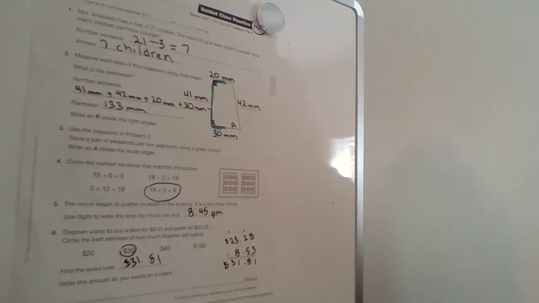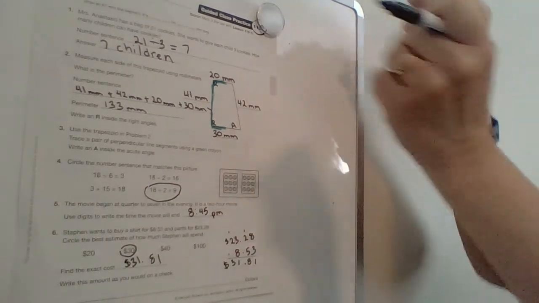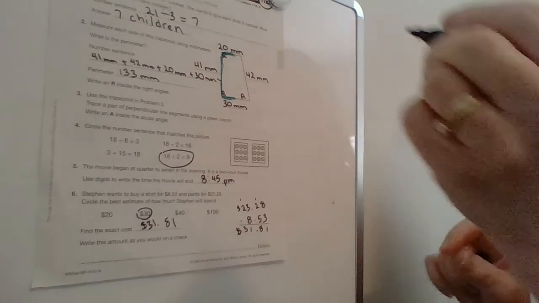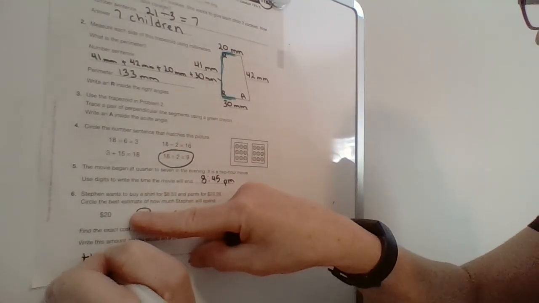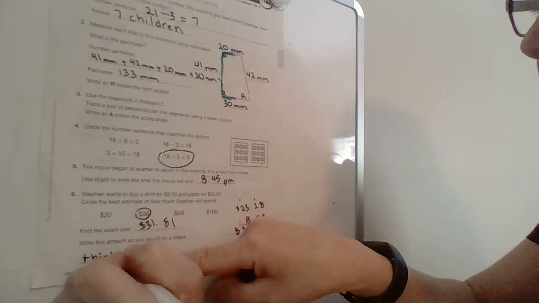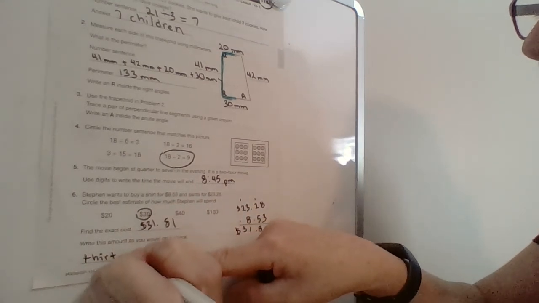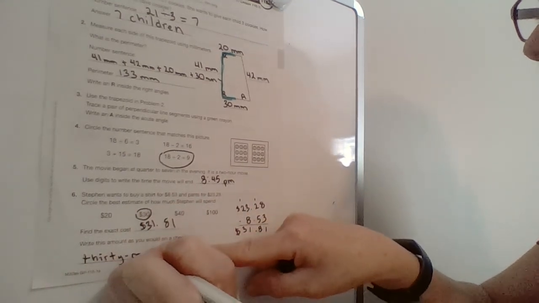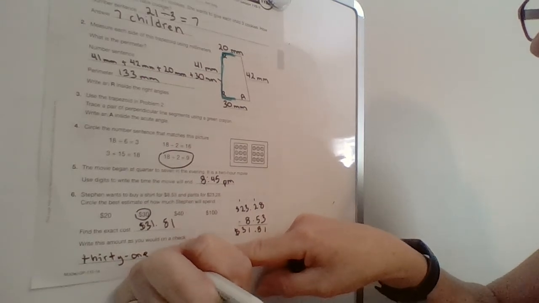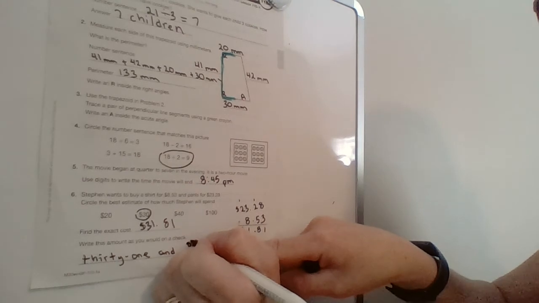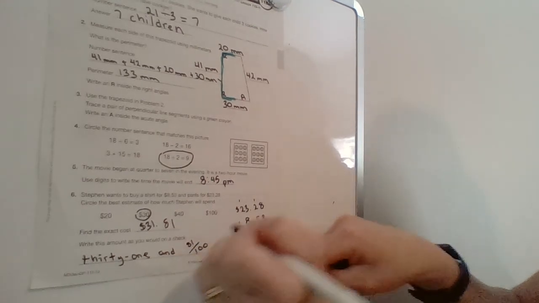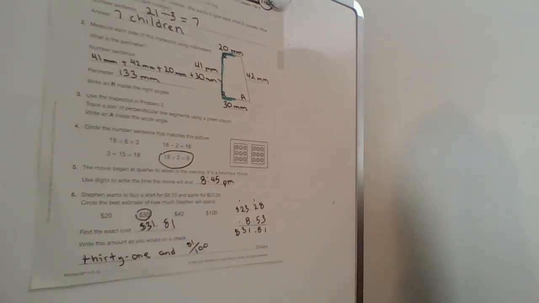Now it says write this amount as you would on a check. Okay, so we're going to write 31 and 81 cents.